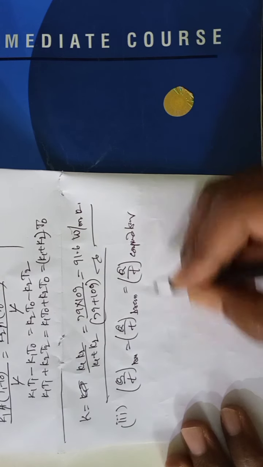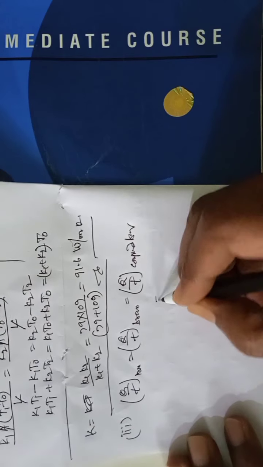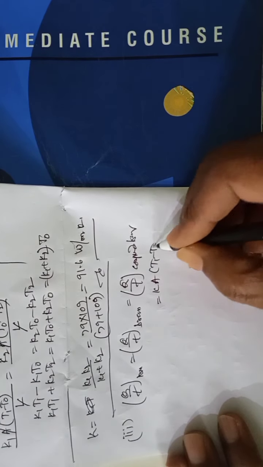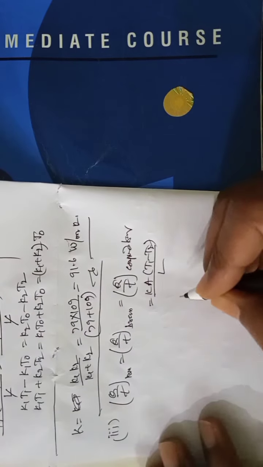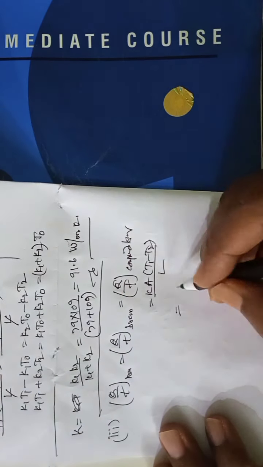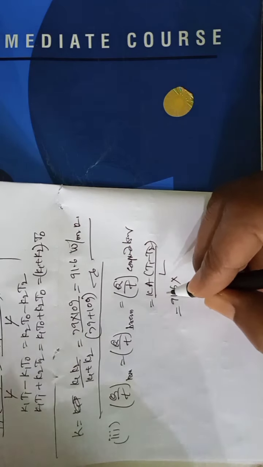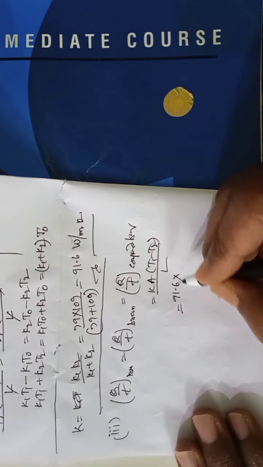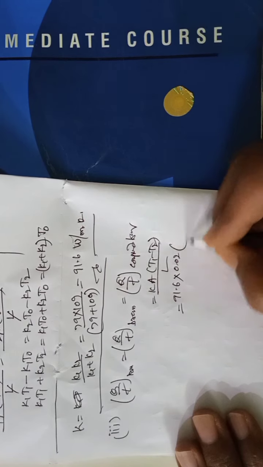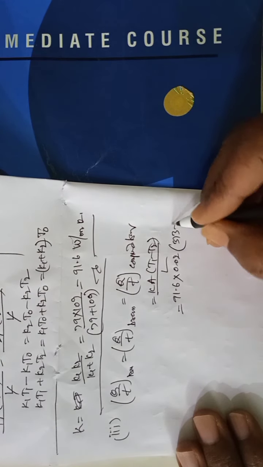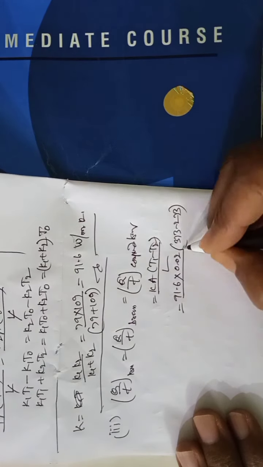Let us choose this value only. See what is the formula? K A T1 minus T2 by L. K value just now here available 91.6. A value that is given here 0.02, and T1 minus T2 means 373 minus 273 divided by.